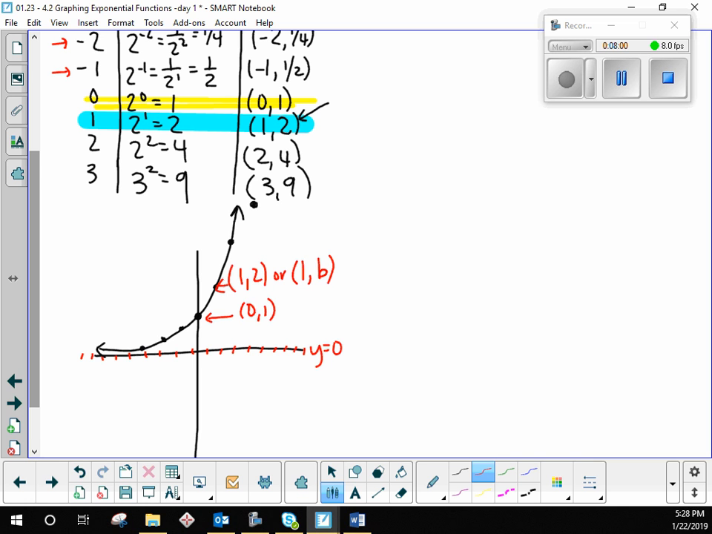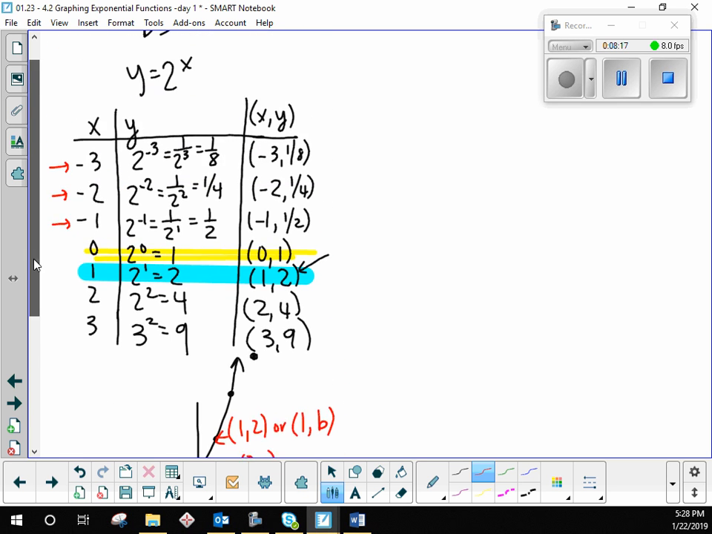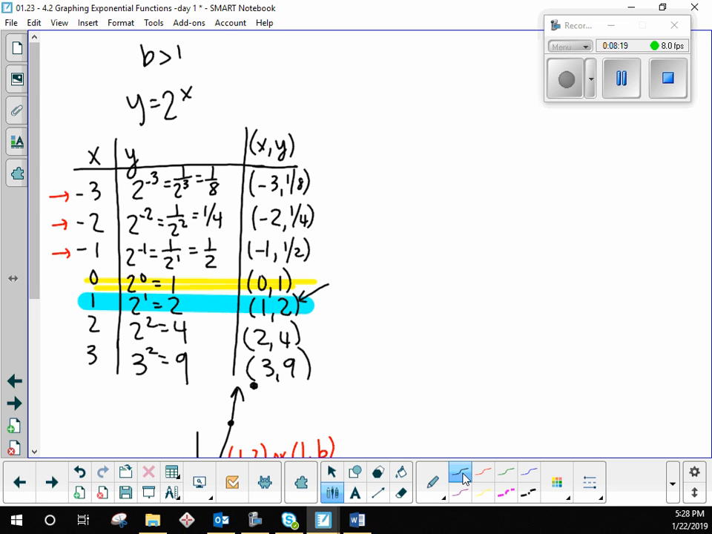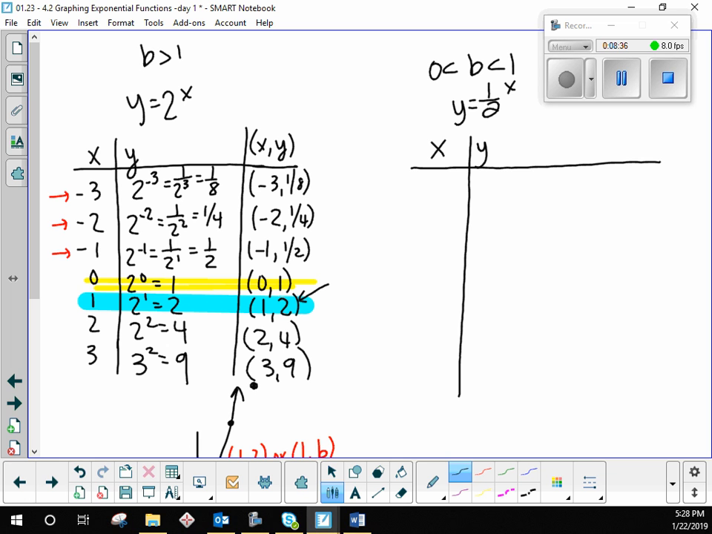So keeping that in mind, this was b greater than 1. This was an example of the left graph on the front of your notes. All right, so now let's talk about when b is less than 1 but greater than 0. We will do the same thing, and we're going to use b equals 1/2. So I'm going to do another table, just to show you how the math works.